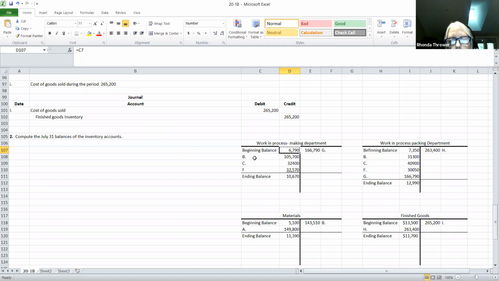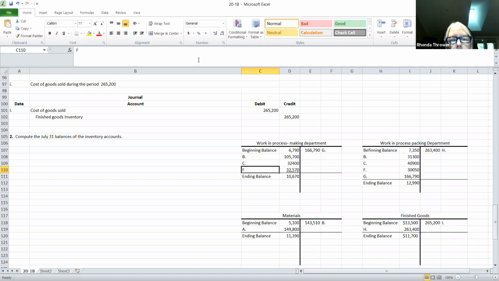So you can see in transaction B, we had a debit for $105,700. This was your direct materials. Your direct labor was debited for $32,400. Your applied factory overhead was debited for $32,570. Then at the end of the period, we transferred some of these units out of this work in process and put them into this work in process.